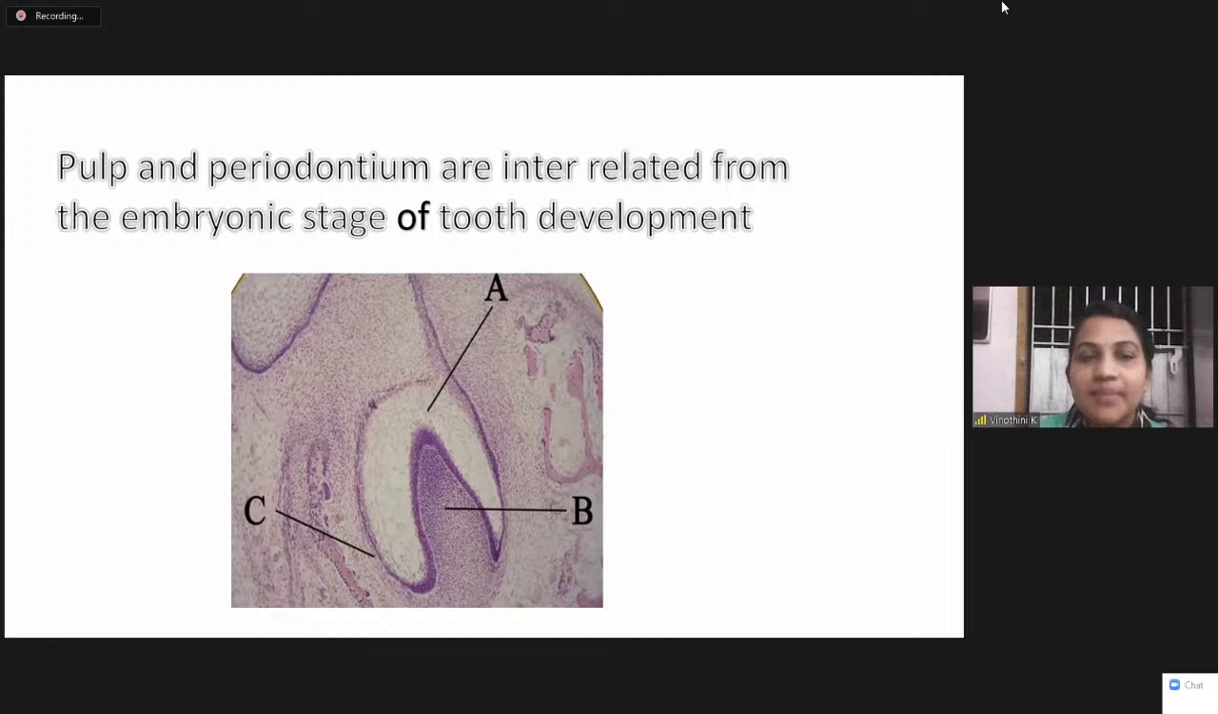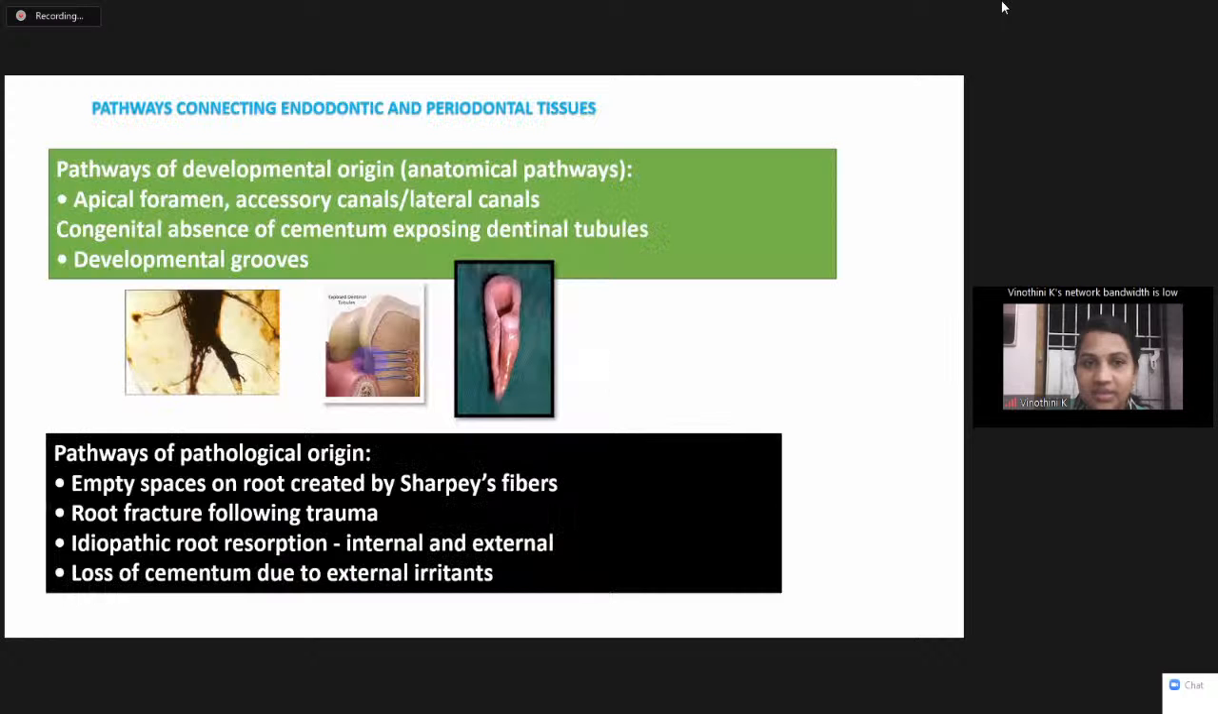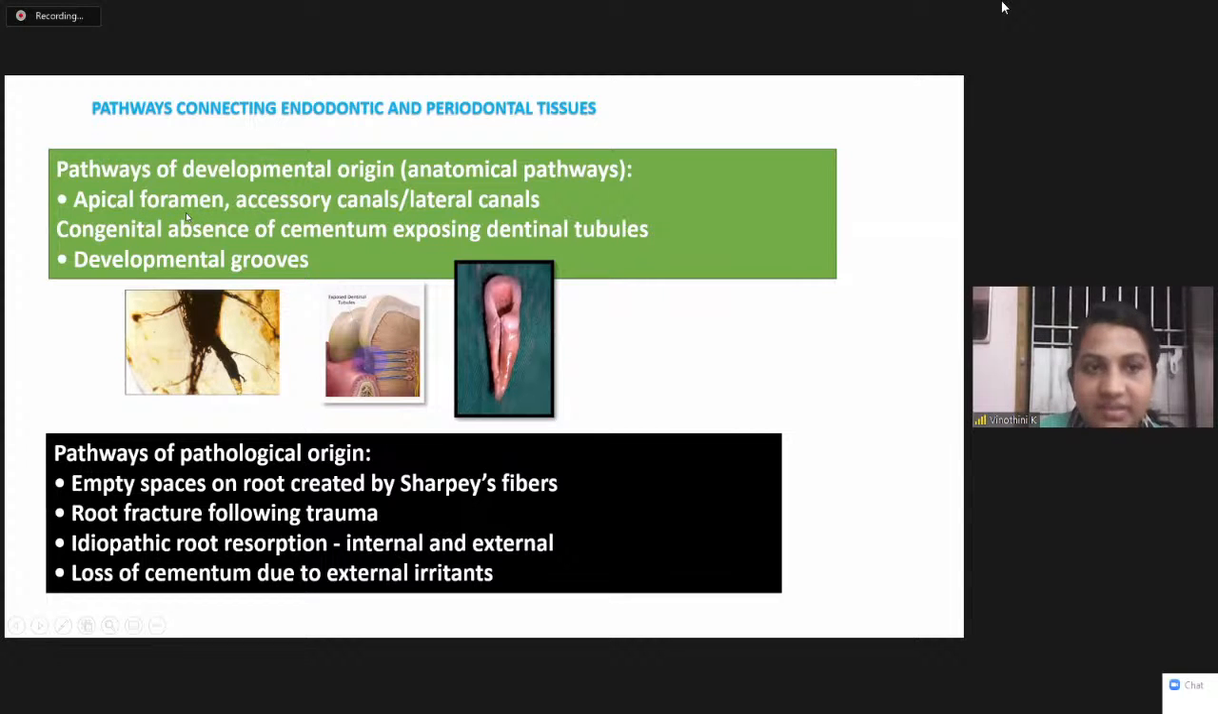What are the pathways connecting the endo and perio lesions? First we have to know about developmental origin. As we all know, the apical foramen, accessory canals and lateral canals serve as a pathway between the pulp and the periodontium. This is a direct pathway between the pulp and periodontium. There is no need for any disease if the apical foramen, accessory canals and lateral canals are present. They provide a direct pathway between the pulp and the periodontium.